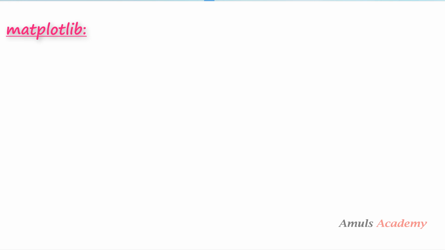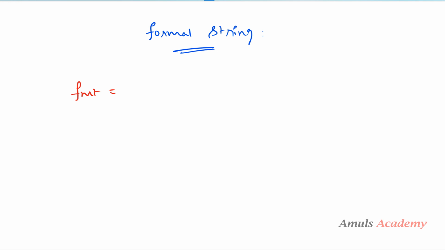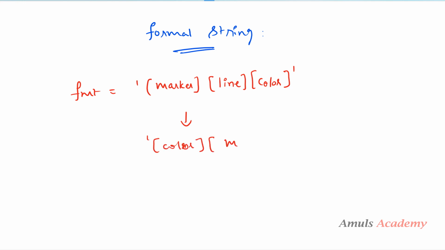In the previous tutorial we discussed a few examples for this format string argument, but today we'll discuss the format string in detail. So this format string consists of three parts: marker, line and color. It is a string, so we need to write this within single quotes or double quotes. Another combination is we can write it like this also: color, marker and then line.